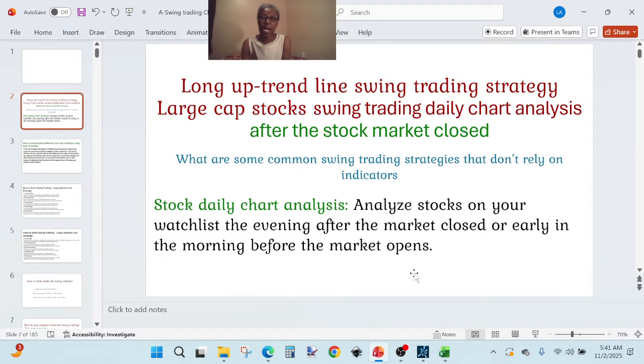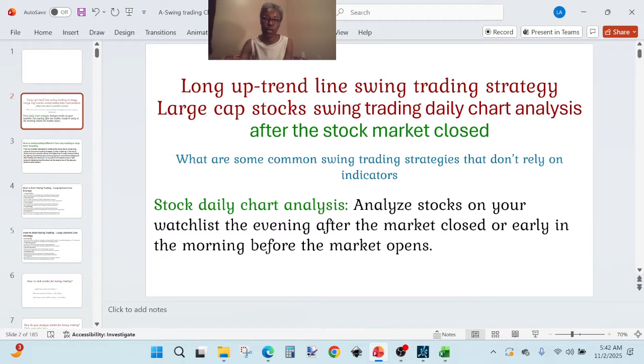Hello, what are some common swing trading strategies that don't rely on indicators? I'm just going to focus on one that I tried, and that is the uptrend line swing trading strategy.